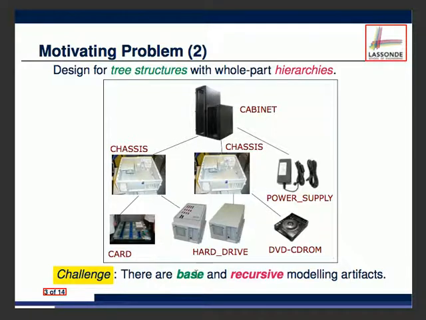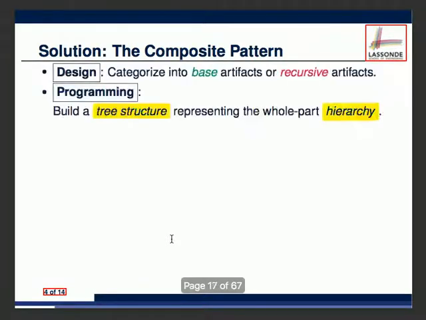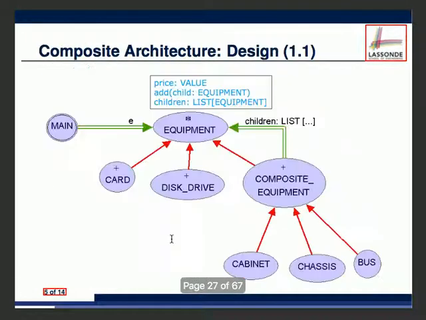Any questions about base and recursive, the concepts here? Again, chassis and cabinets are recursive equipment, and power supply, DVD drive, hard drive, and card are basic. Okay, so now let's go on. I will go through this slide last because it summarizes how polymorphism and dynamic binding work for the composite pattern. You wouldn't appreciate it so much before we see the architecture. So let me skip this slide for now. I'll go back to it in just a moment.